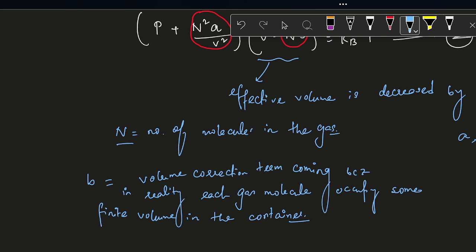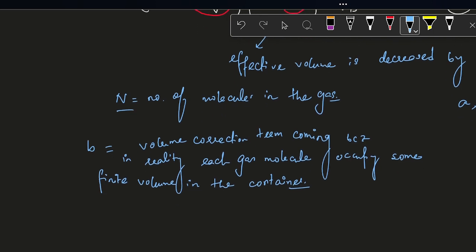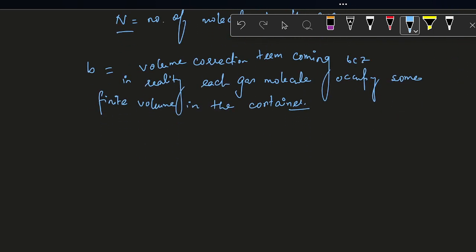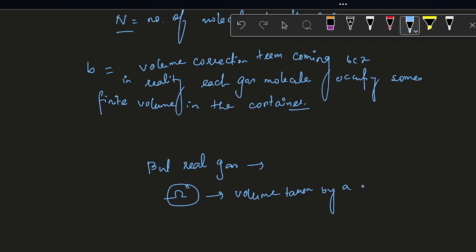Ideally, each molecule will see the total available volume as V. But in a real gas, where each molecule has a volume, let's say one molecule occupies a volume omega, and then a second molecule is introduced.